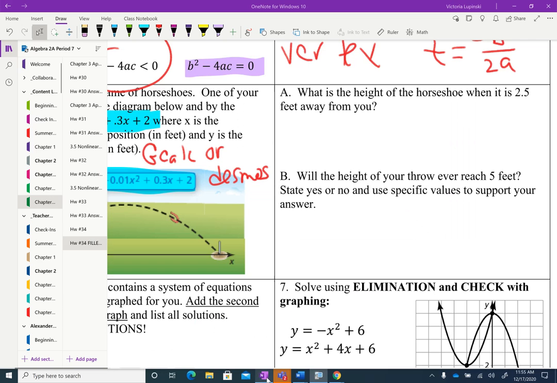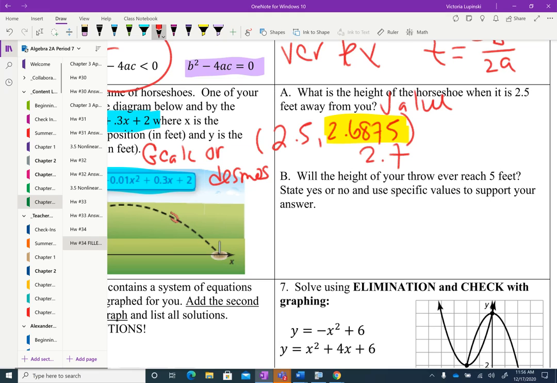So if I go back to my class notebook here, I am choosing based on the graphing calculator, the value. So that's 2.5, comma, 2.6875. And what is the height of the horseshoe? So the height of the horseshoe is this. You can round it if you want. So I'm going to say 2.7 feet.